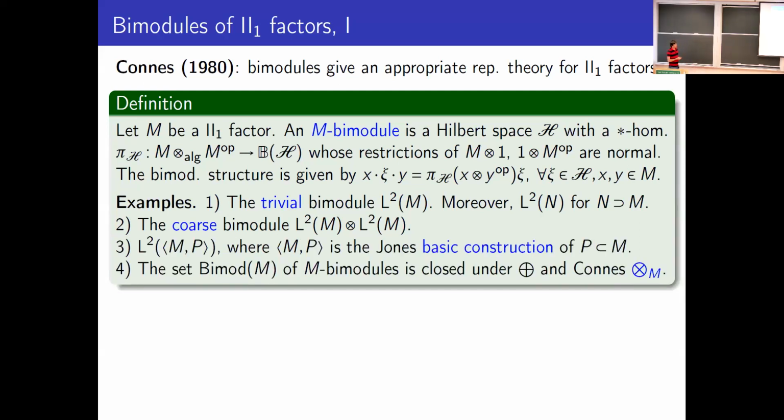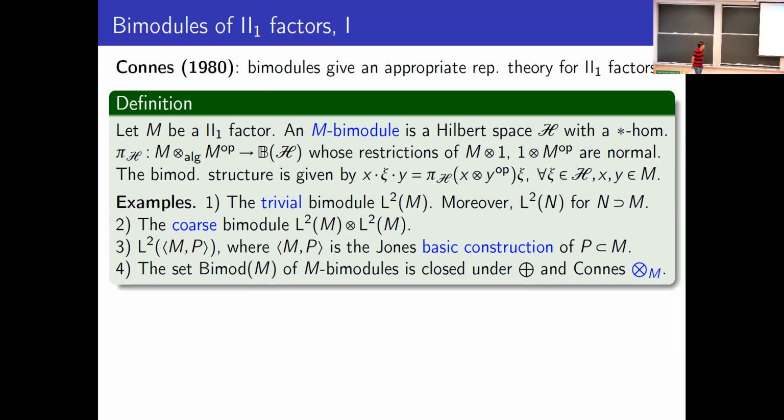And maybe less obvious examples come from the L2 space of the Jones basic construction of M with any unital von Neumann subalgebra P. And also the set B mod, so this is the notation that I'll use here. The set of all M bimodules is closed under taking direct sums and also under the Connes tensor product.